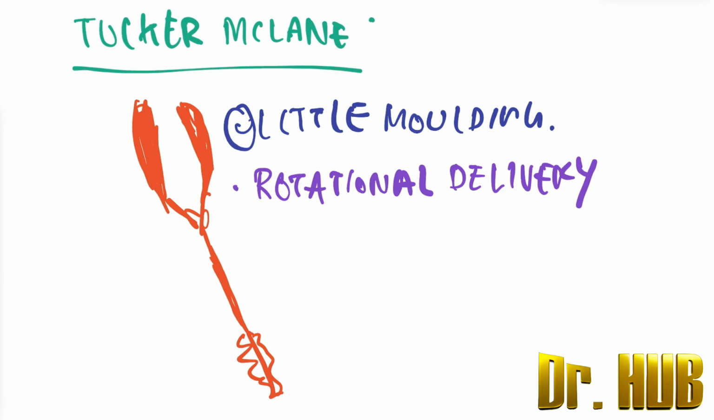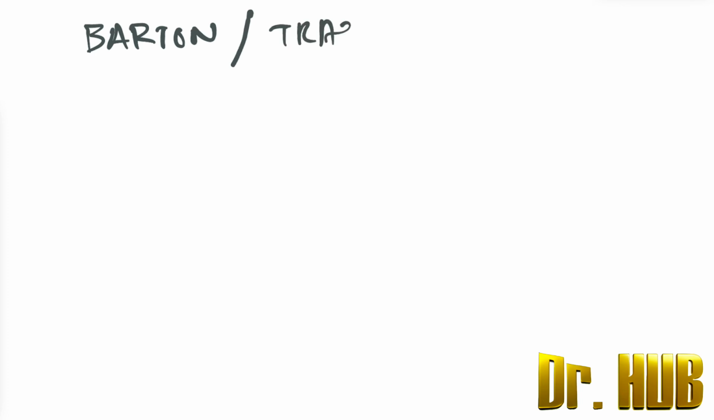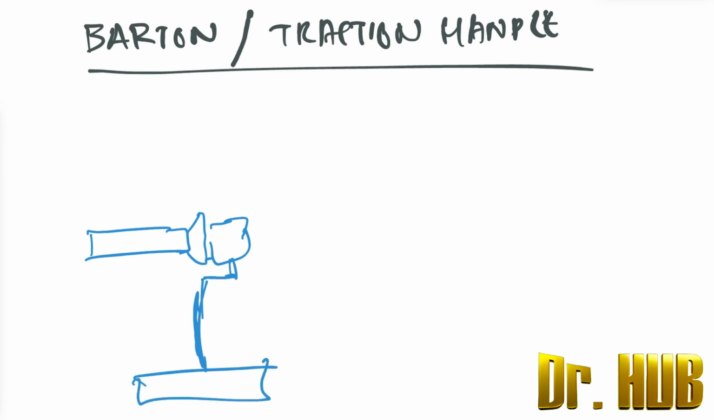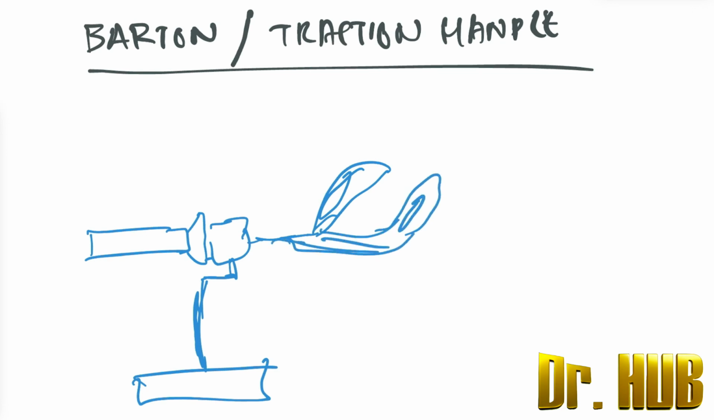Next is the Barton forceps with the traction handle. How is the appearance? There is a handle here, there is a base stand, then comes the presence of the forceps. So this is the Barton's forceps with traction handle.